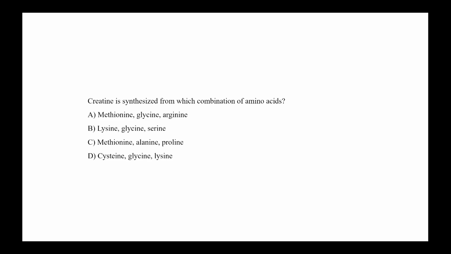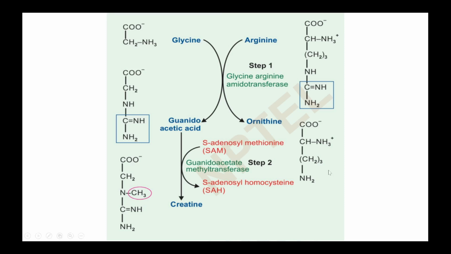You have answered option A, methionine, glycine, arginine. That is the correct answer. So I've shown you this creatine synthesis pathway in the first slide also. Glycine and arginine combine to form guanidoacetic acid and ornithine by the enzyme glycine arginine amidotransferase. So here the amide group is getting transferred.